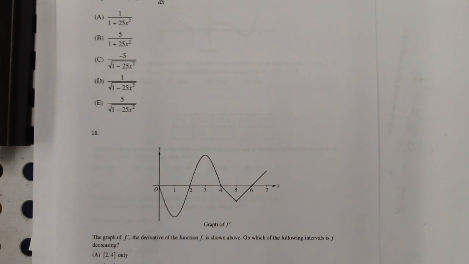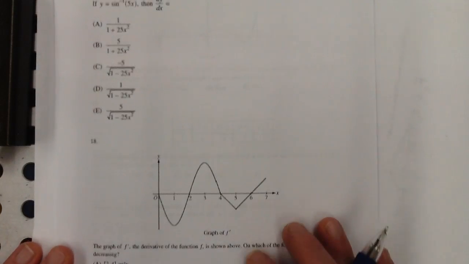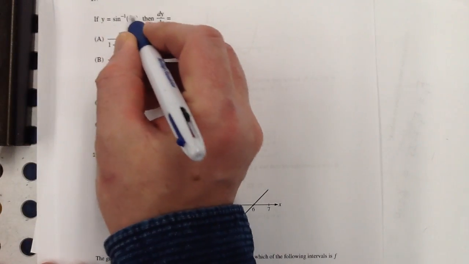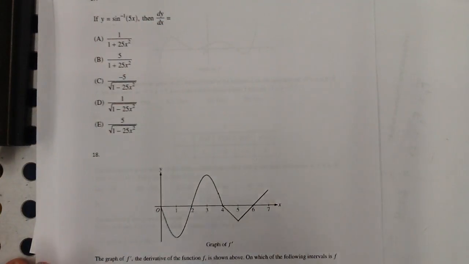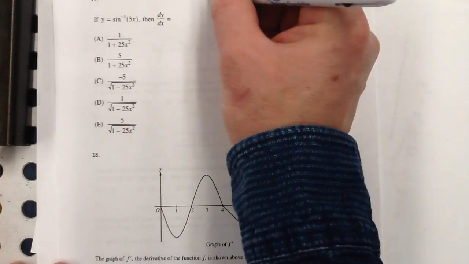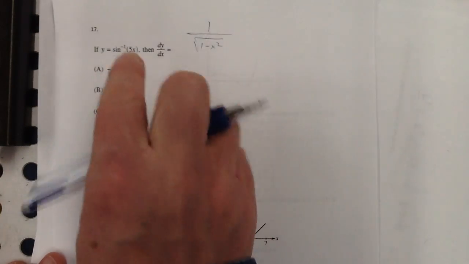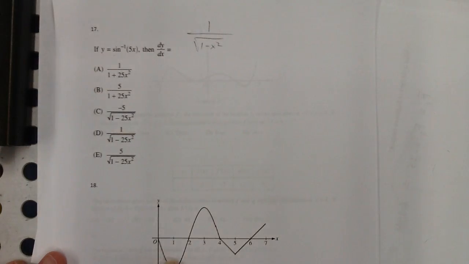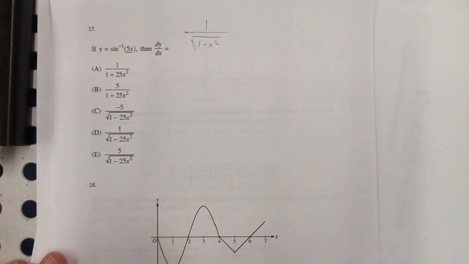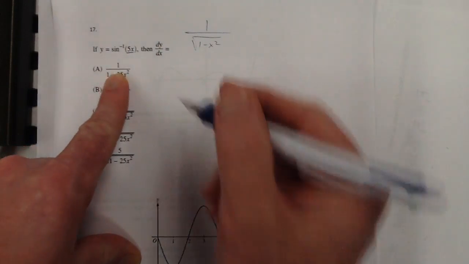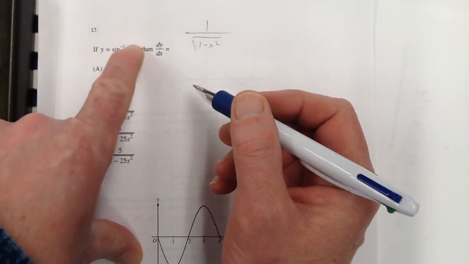Am I on track with numbers here? Yeah, I am. Didn't skip anything. Okay. If y is equal to the sine inverse of this, then the derivative of sine inverse is 1 over the square root of 1 minus x squared. That's just a fact that you are supposed to know. But this one looks like it has a little bit of chain rule in it, right? Because that's a 5x.